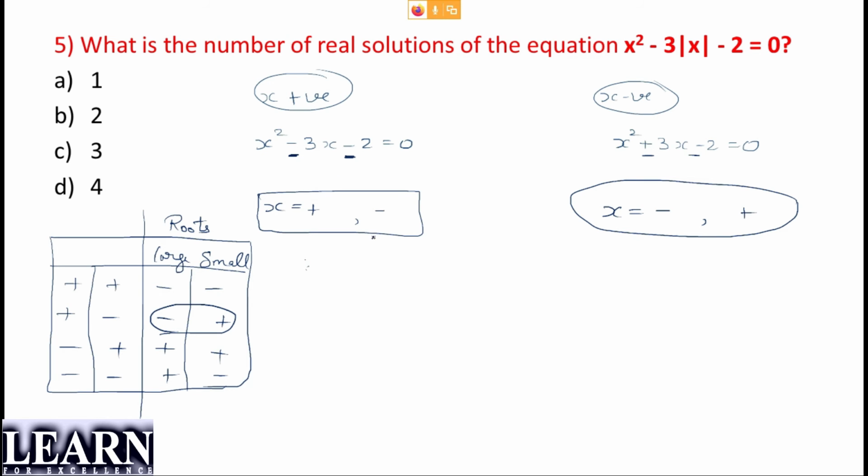Now when x is positive, we cannot take out the negative, so I can eliminate this. So when x is negative, I cannot take out positive, I can eliminate this. So we have one root in this case, one root in this case. I can tell there are a total of two roots.